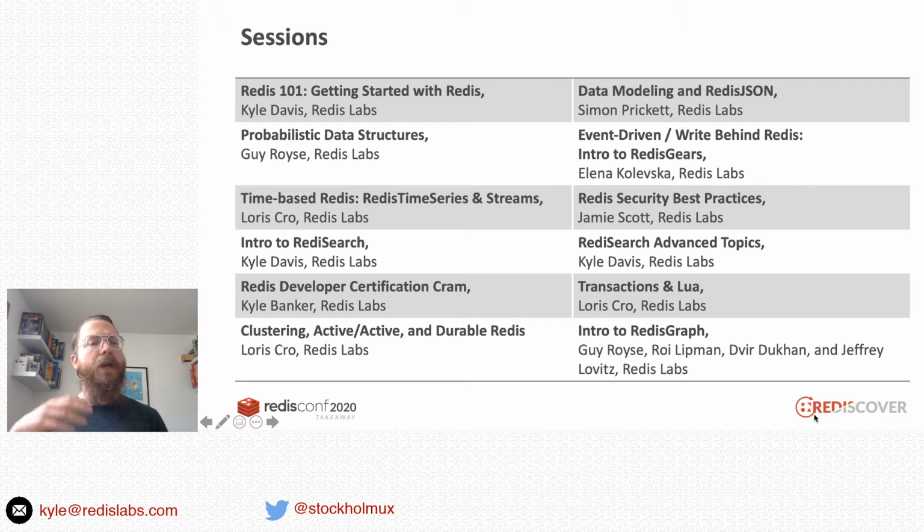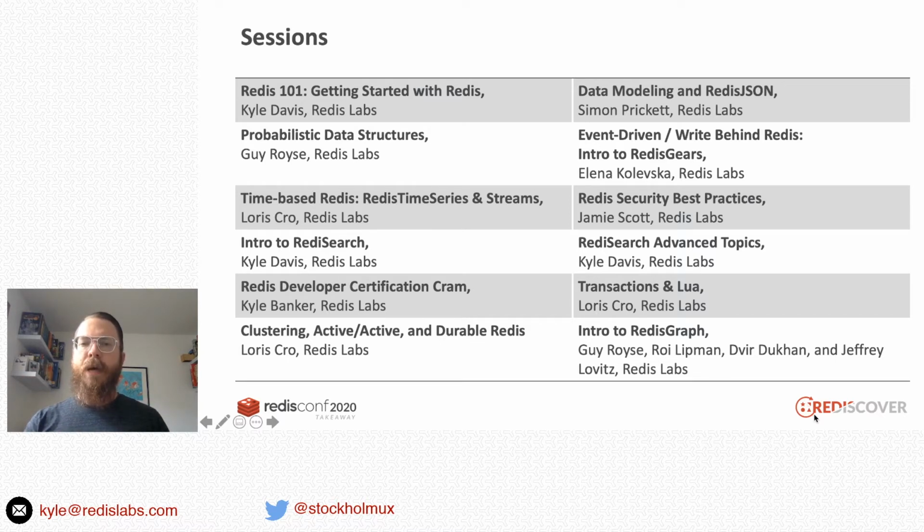This session is really tuned for both operations and developers, but it's going to talk about clustering from the perspective of open source and enterprise as well, how active-active works, which is an enterprise feature that allows you to have geo-distributed databases that resolve conflicts. And as well, a very important topic, how you can use Redis in a durable fashion where it isn't losing all the data you stored in it when you turn off your machine.